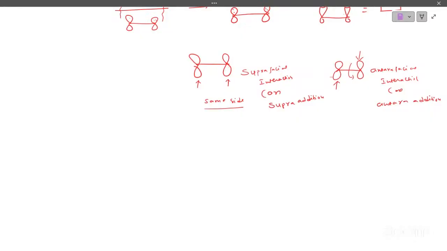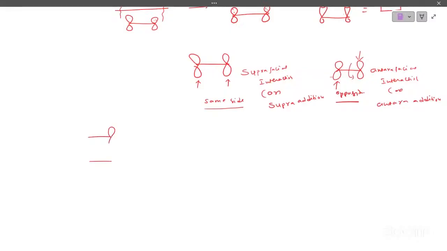Now, with respect to one particular pi system, if both lobes interacting with the second pi system are on the same side, that is known as suprafacial. If the interacting lobes with respect to that particular pi system are on the opposite side, that is known as anterofacial interaction. Now coming to the comparison with the two pi systems.